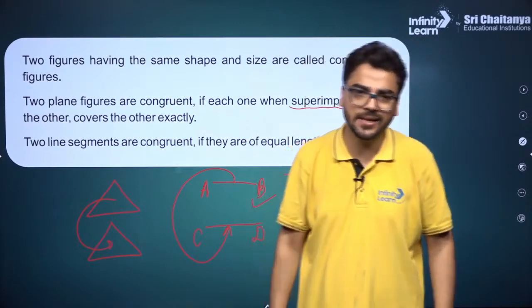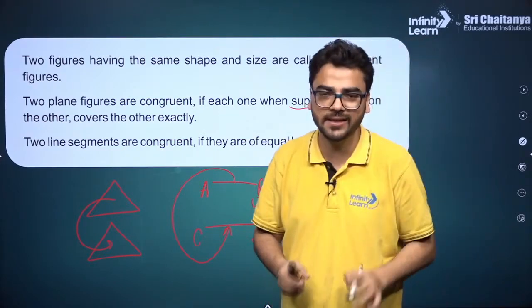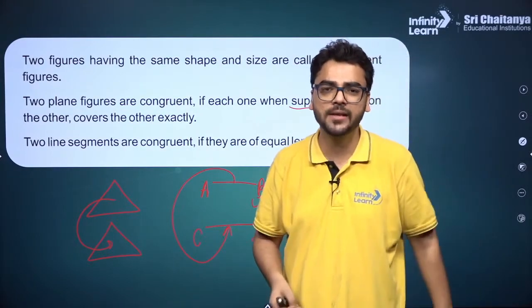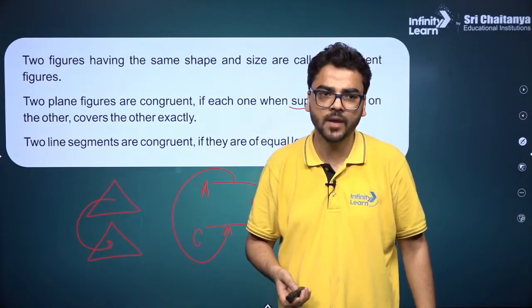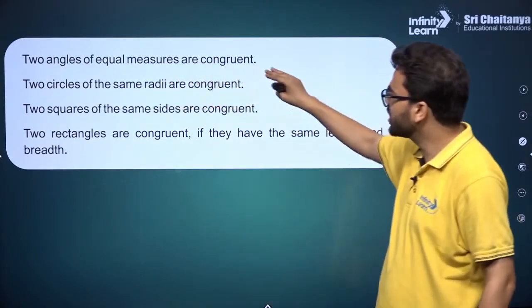Any doubt in these things, guys, just confirm that in the chat. The basics of congruency, that is the basic definition of congruency. I hope it is clear to every student in this session. Okay. Now two angles of equal measures are congruent.